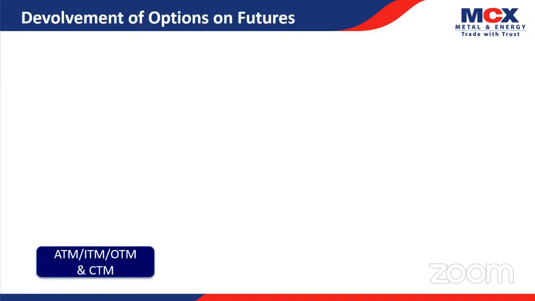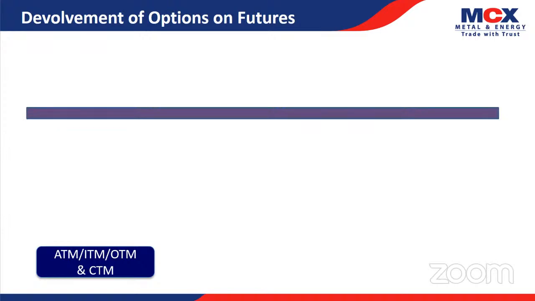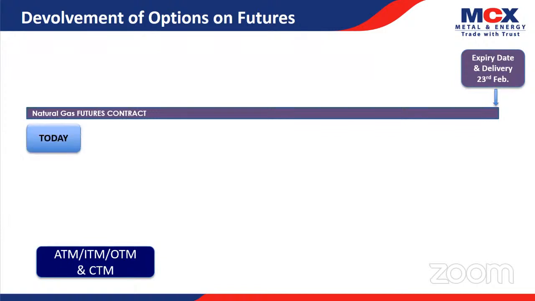So if we see pictorially what this devolvement is and when it happens, I've picked up an example with natural gas, which we have launched recently. It is a cash settled futures contract as an underlying for the natural gas option. If we take the current date, the near month contract which goes for expiry for natural gas would be on 23rd of February, 2022.